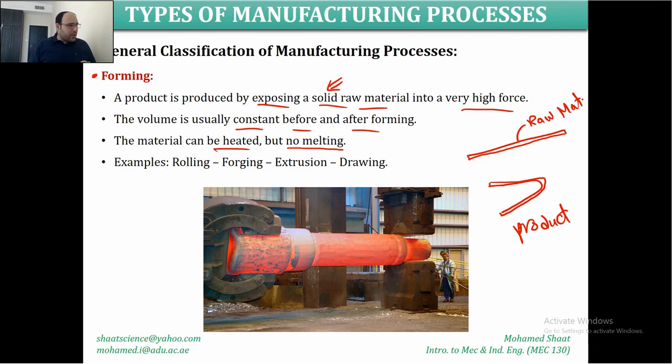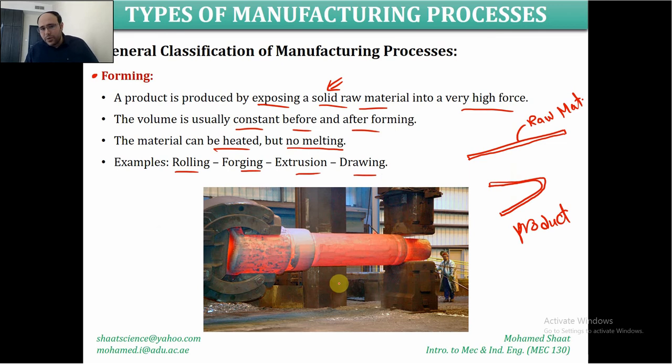But in the metal forming processes, which is a group of lots of manufacturing methods, we are exposing the material to a force. We could heat it, but there is no melting. And in the meanwhile, the volume is preserved. It means that the volume before and after manufacturing is the same. There are a lot of examples: rolling, forging, extrusion, drawing.